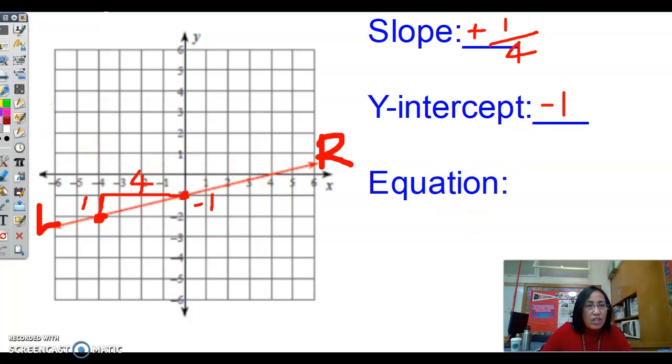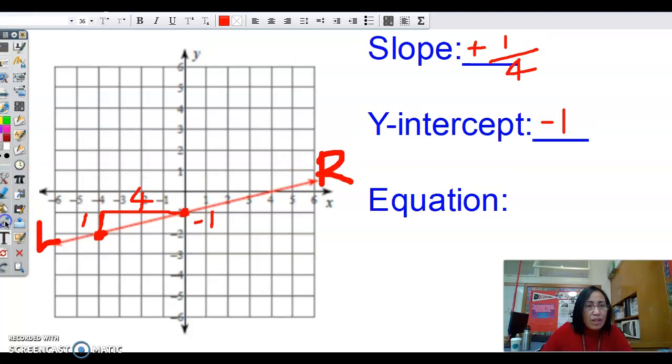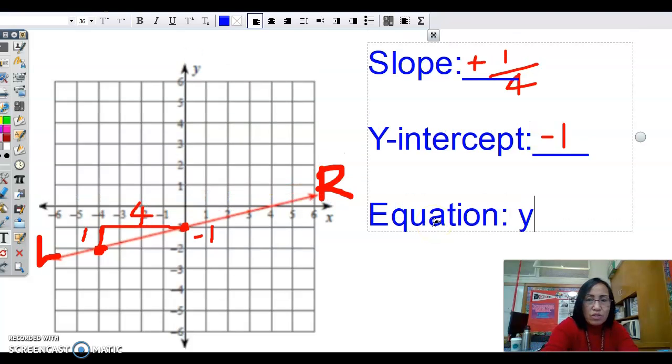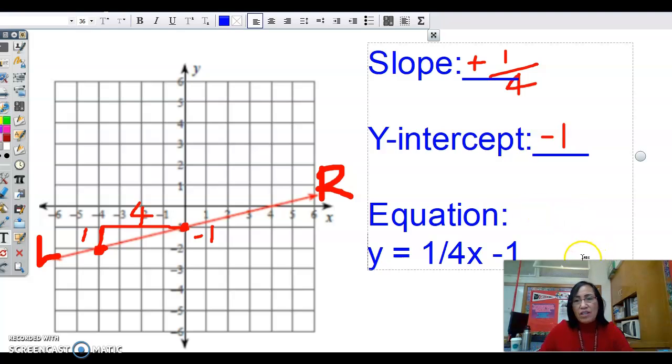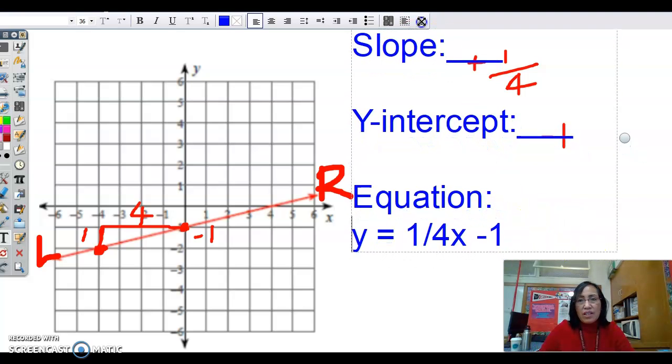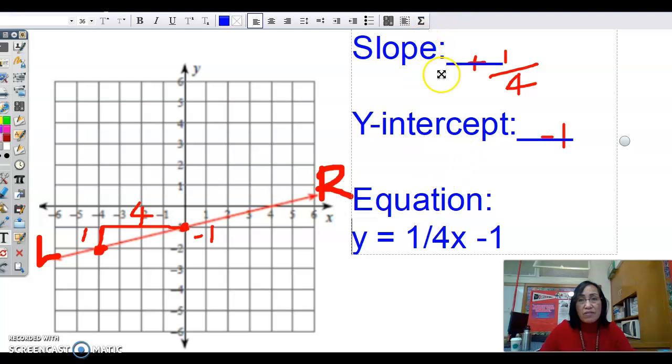So the equation is going to be y equals slope, that is 1/4 x, minus 1, because our y-intercept is -1. Minus 1 and -1 are the same thing. So there you go. That's my equation. As you can see, am I done with my assignment? Yes, I'm done for number 1.